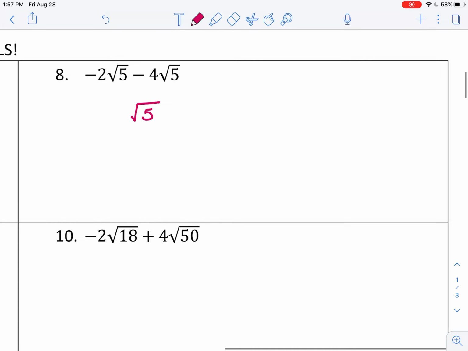So what I'm going to do here, I'm going to still have a bunch of root 5s. Like terms stay like terms. If you add puppies to more puppies, you get puppies. You don't suddenly have a bunch of camels. So if I have root 5 and I'm combining it with a root 5, I have root 5. Specifically, I will have whatever negative 2 minus 4 is, or negative 6.